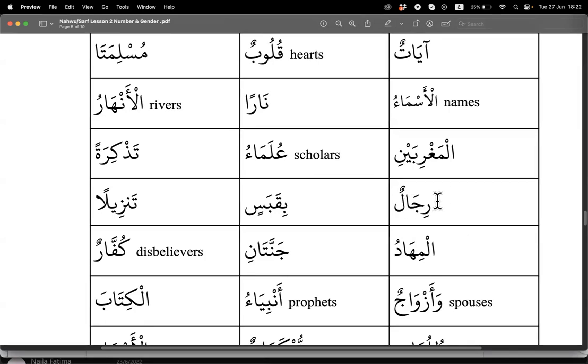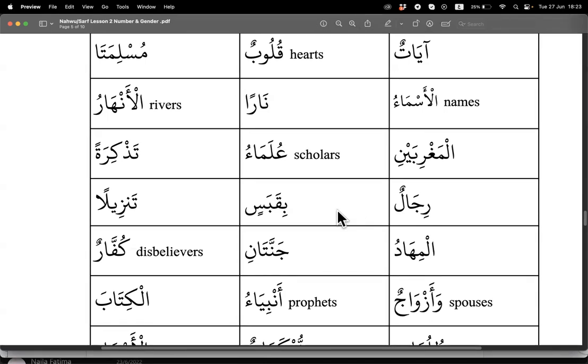Rijalun actually means what? Do you know? No, I don't. This is a plural of men, rajul. Okay. So this one I missed putting men, but yes, correct. So basically, this one also we have two choices. Singular feminine, or since men are obviously masculine, masculine plural. We can say that also.